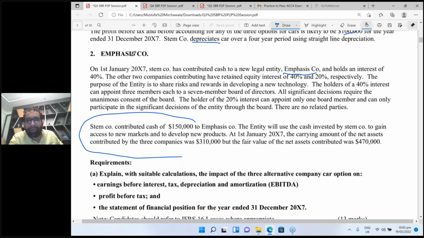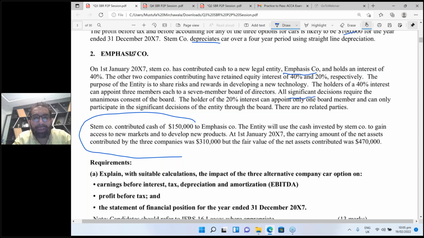The holders of a 40% interest can appoint 3 members each to a 7 member board of directors. In the board of directors, there are total 7 people who will sit, and those who hold 40% shares will have 3 out of 7. So that means 3 board members will be sent by STEM company, 3 members by the other 40% guy, and 1 member by the 20%. Total 7 members, 3, 3, and 1. Okay, now let's see how the board will work.